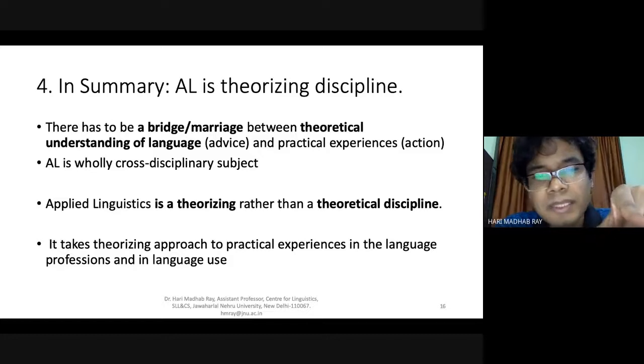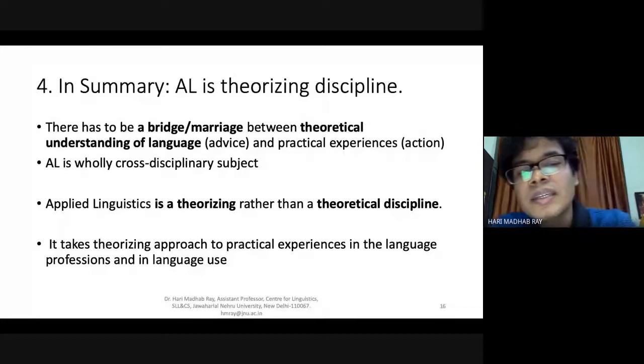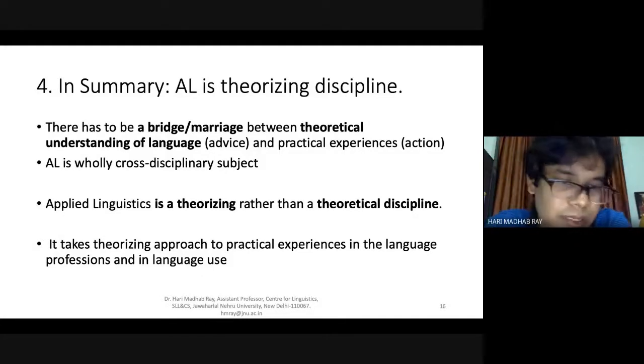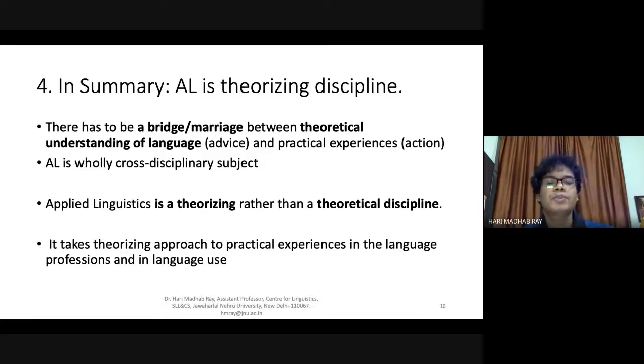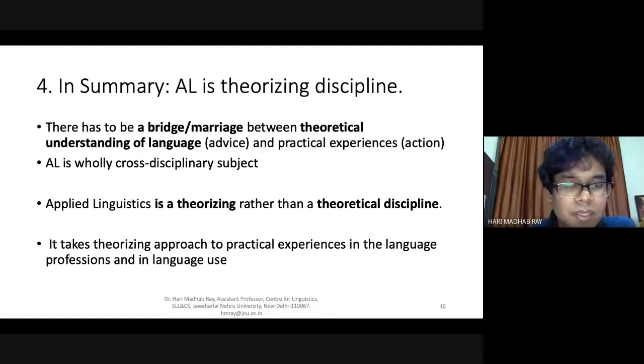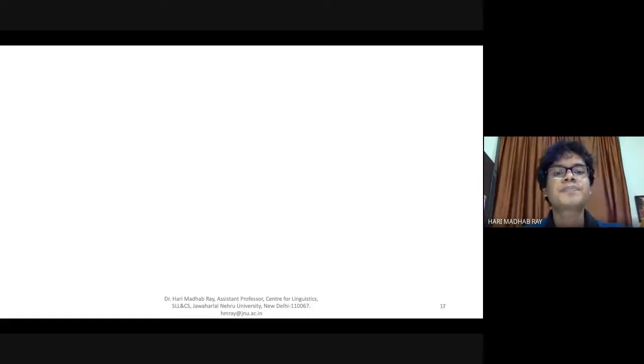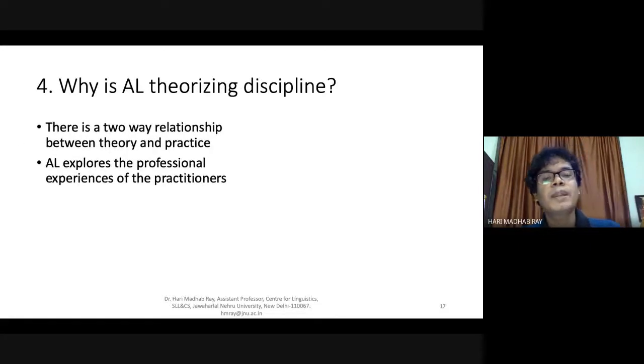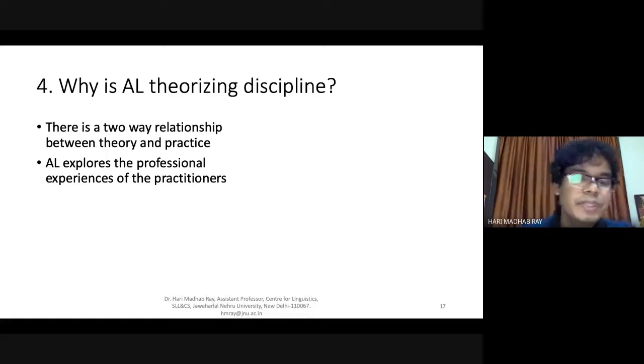Linguistics could be a theoretical discipline, but within linguistics, applied linguistics is a theorizing discipline rather than a theoretical discipline. It takes a theorizing approach to practical experiences in the language professions and in language use. Now, why is applied linguistics a theorizing discipline? There is a two-way relationship between theory and practice, and that's the whole understanding.